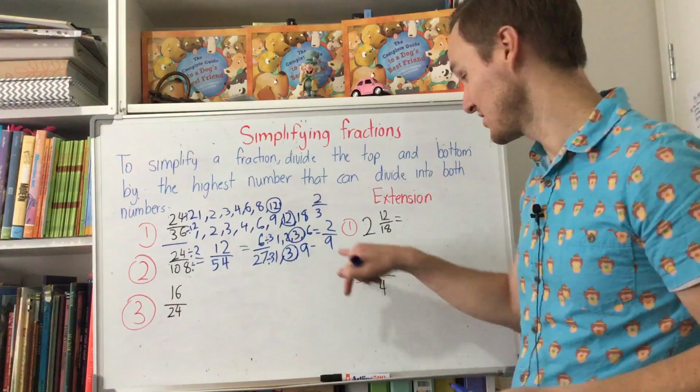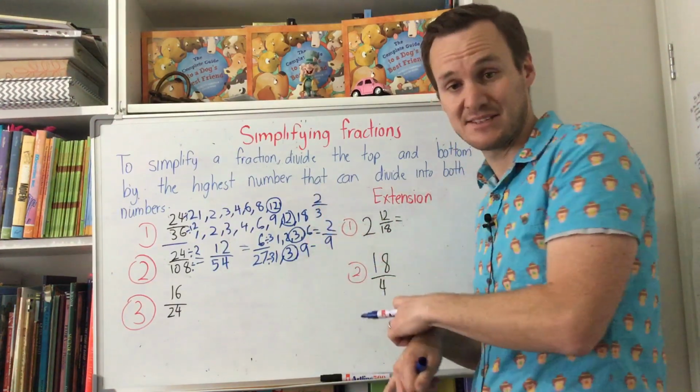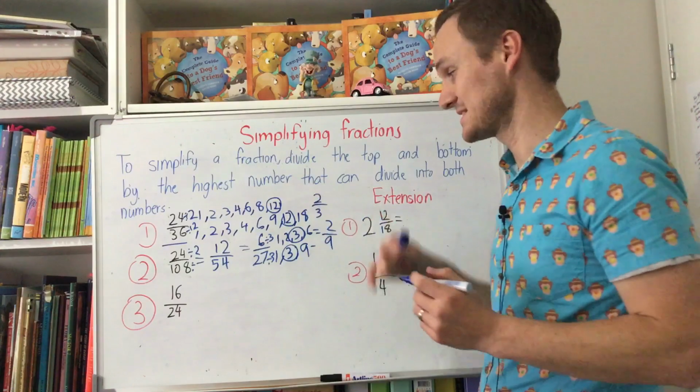The answer is 2/9. Now you can see here, if we could halve it again, we could make it even smaller, but there's no fraction that would be smaller than that. So that is the most simplified it could be.